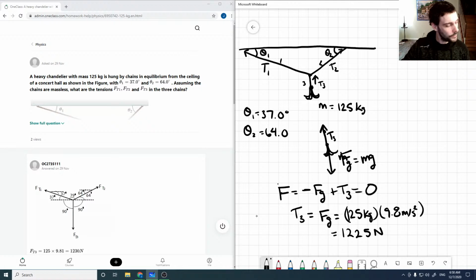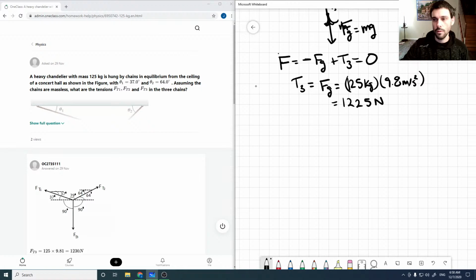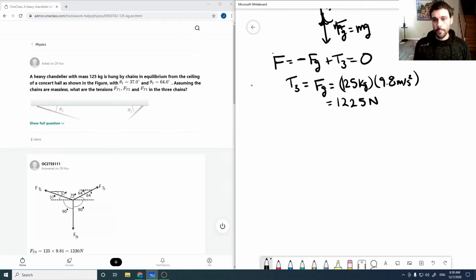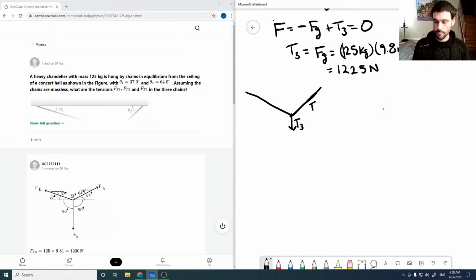And now expanding for T1 and T2. So I'm just going to kind of redraw here. So at this point, we have T3, T1, what did I call this? T2, and T1 over here. And that angle is 37 degrees, and that angle is 64 degrees.